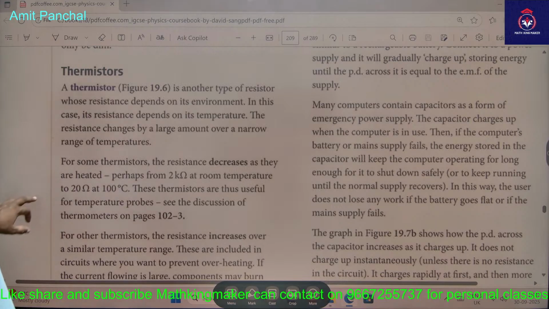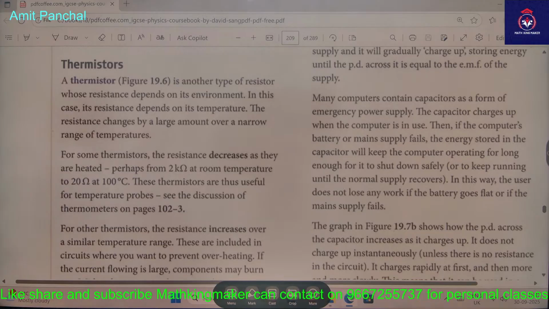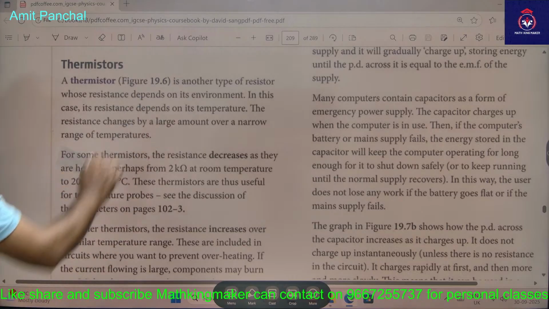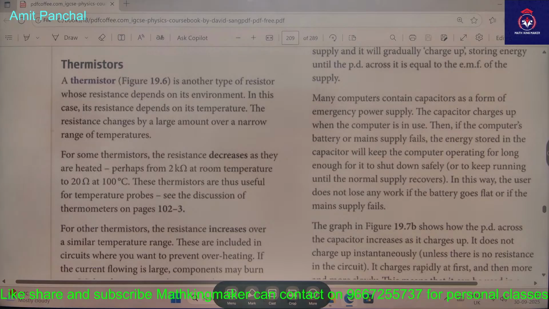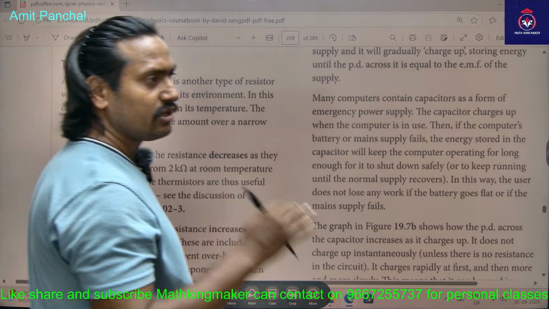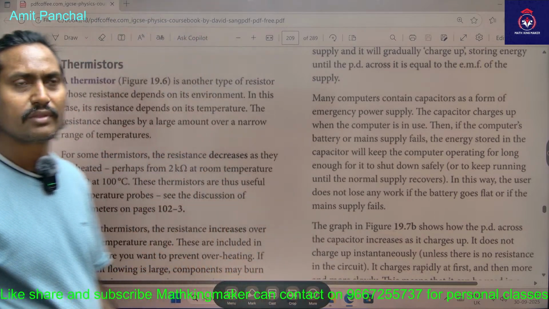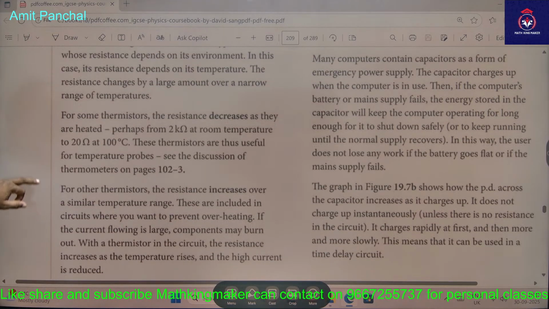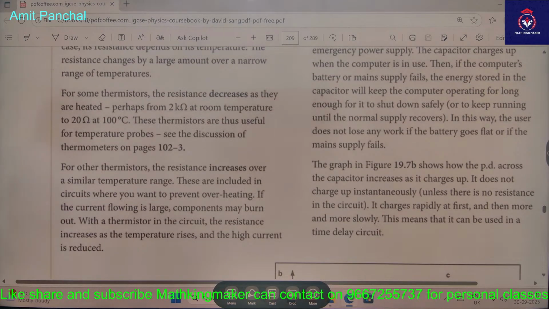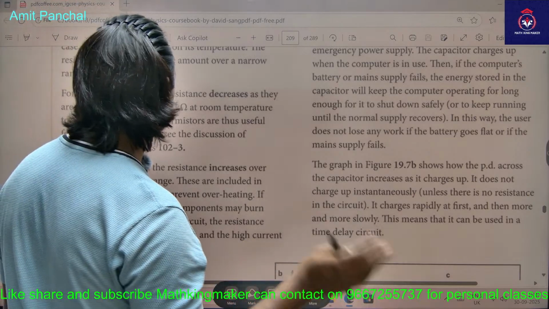Now the thermistor. As the name suggests, therm means it is affected by temperature. It is another type of resistor whose resistance depends on its environment. In this case, its resistance depends on its temperature. So the resistance changes by a large amount over a narrow range of temperature. As the temperature changes, it changes its resistance. For some thermistors, the resistance decreases as they are heated. So as their temperature increases, their resistance decreases.